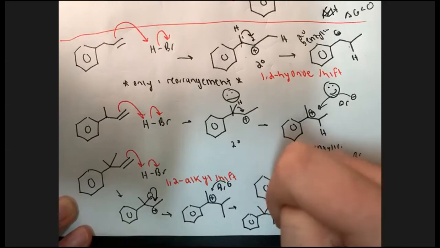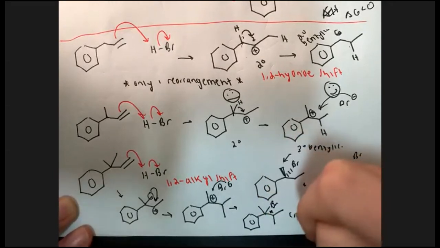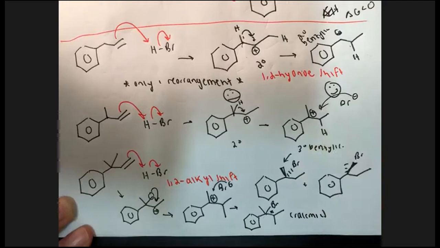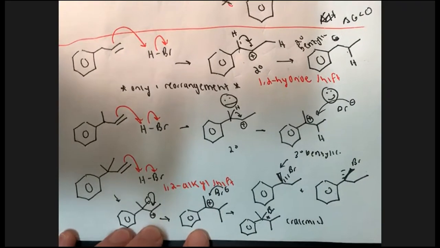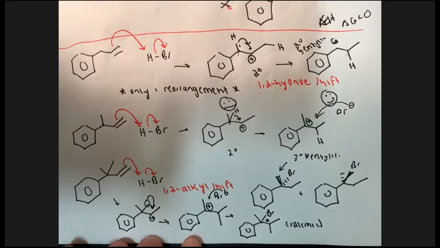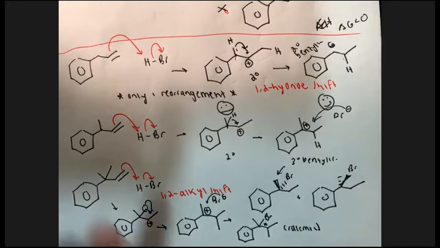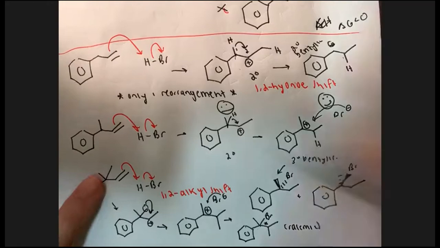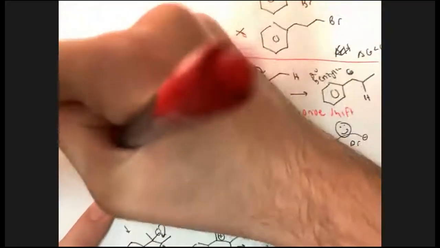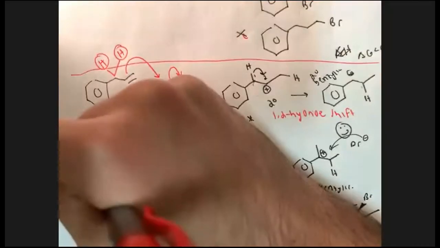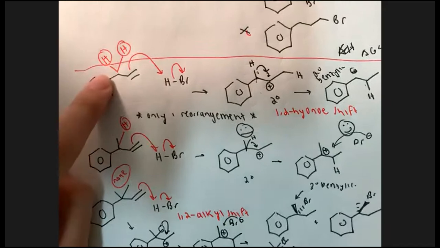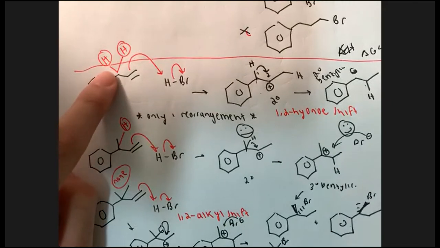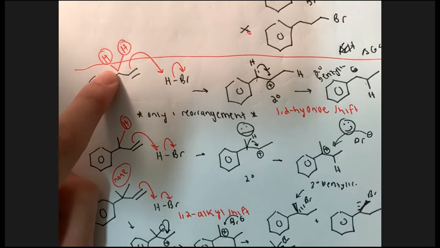So now your halide can come in and attack, and you get, and I'm just gonna put a star here and say racemic. Okay, so you would draw the two major stereoisomers there, okay? So something I wanna point out before we move on is above here we had, okay, see what I circled? I wrote, we had two hydrogens above here. So that made us able to do these 1,2 hydride shifts.